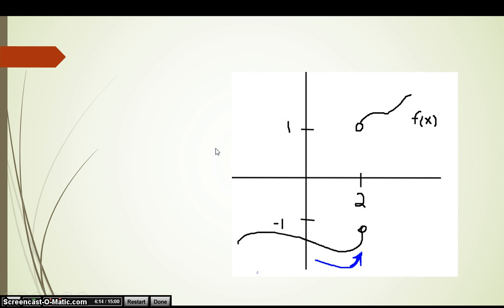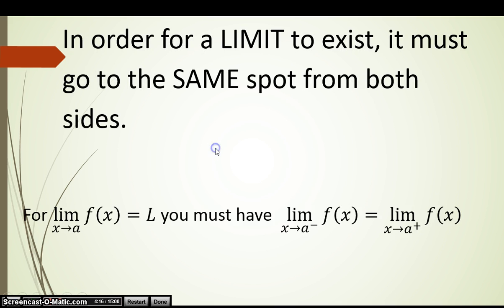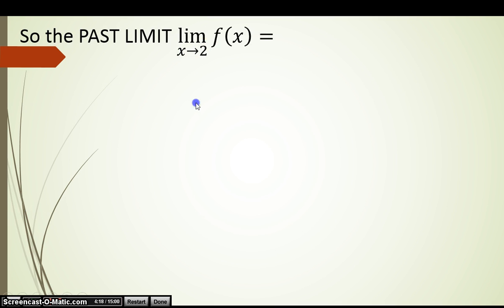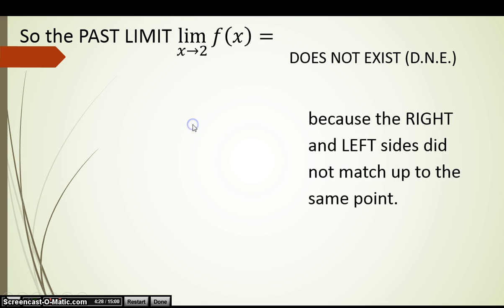This limit does not exist. And we just abbreviate that with this: does not exist, DNE. You can just write that down. The limit of this problem, our graph of f of x, does not exist because the right and the left sides did not match up. They do not go to the same point. They are not at the same height.